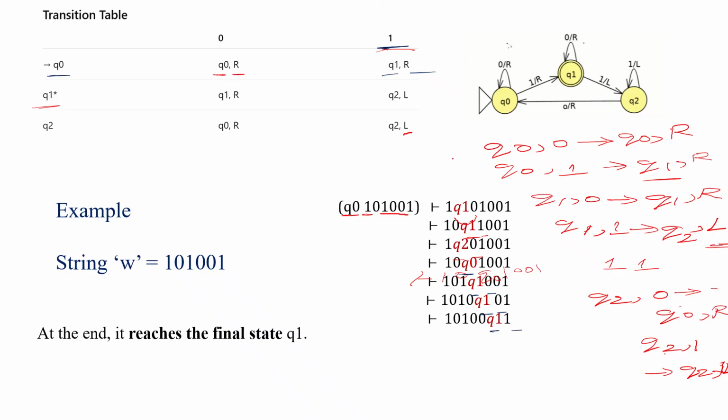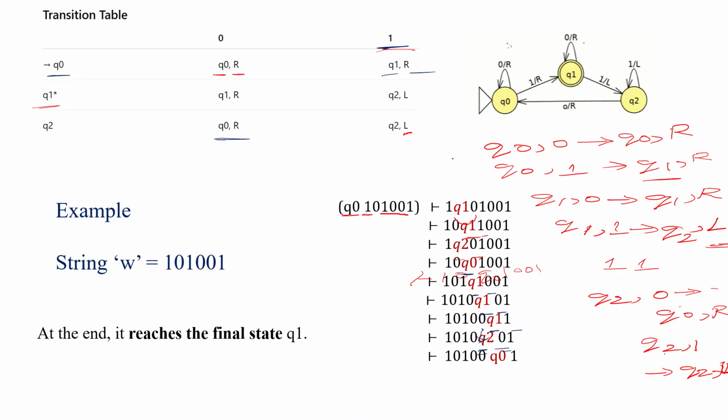Now Q1 with 1. What is Q1 with 1? Q1 with 1 is Q2 with left-hand side direction. So you have to write Q2 here, in this left-hand side direction. This 0 will go here, so this is Q2 0 1. Now what is Q2 0? Q2 with 0 is Q0 with R. So Q0 will come in the right-hand side direction, and 0 will go here.